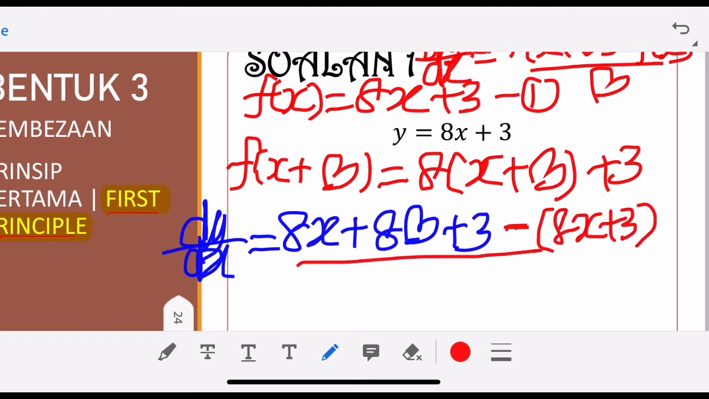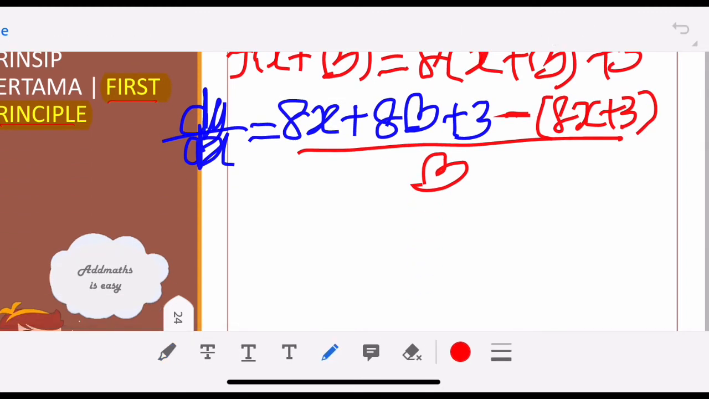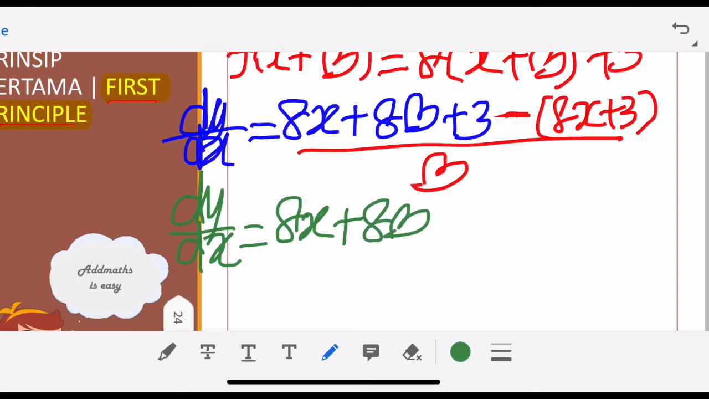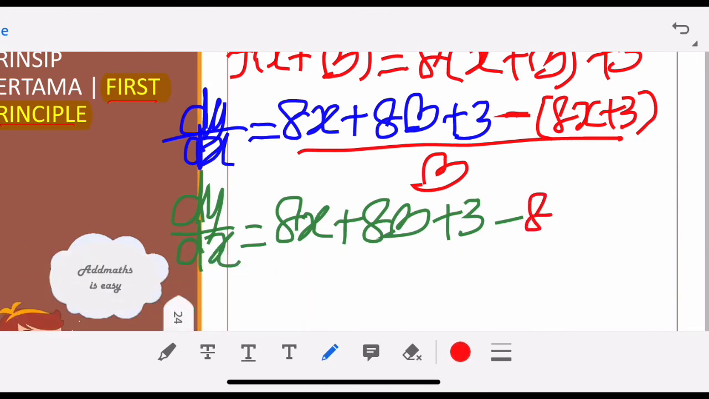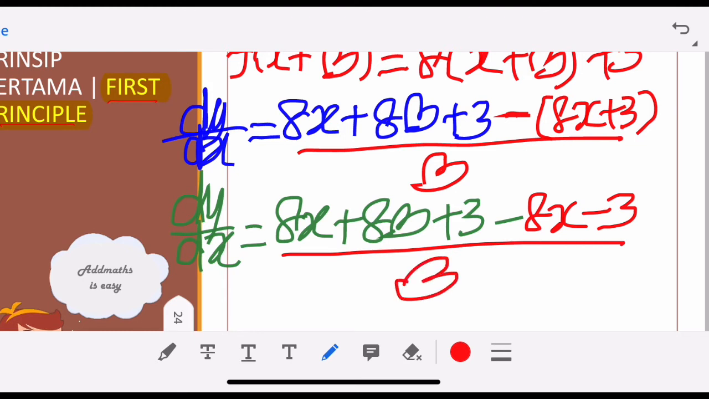Then you simplify. Okay, then I will take 8x plus 8 lobshape plus 3, minus out the f(x), which is 8x plus 3, right? Make sure you put a bracket for the minusing of 8x plus 3. So after that, you just simplify, open up the bracket, minus 8x minus 3. Remember, there is a minus 8x minus 3. And then over the lobshape, okay? Lobshape is delta x, okay?